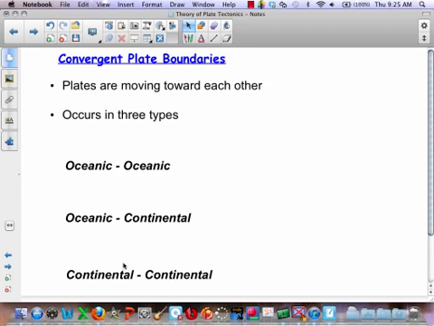We're going to look at these in more detail on each one of those. Because one of the things that you guys will be expected to do on your test over this weekend is describe what happens in each one of those cases. And there are unique landforms that are created due to these collisions. So it's really, really important you guys pay very close attention here and write these down.